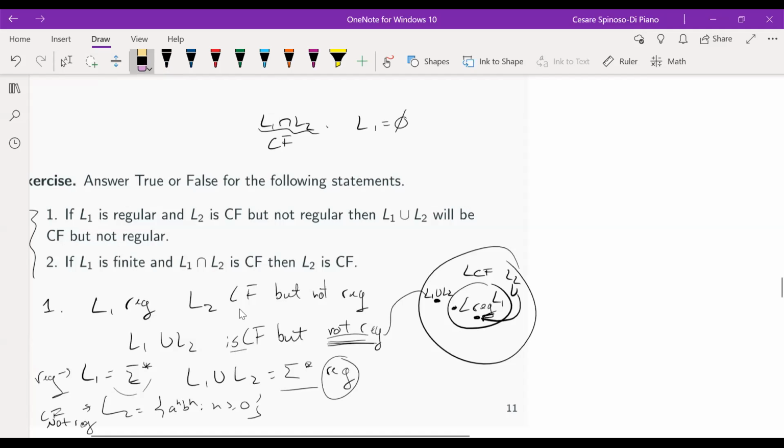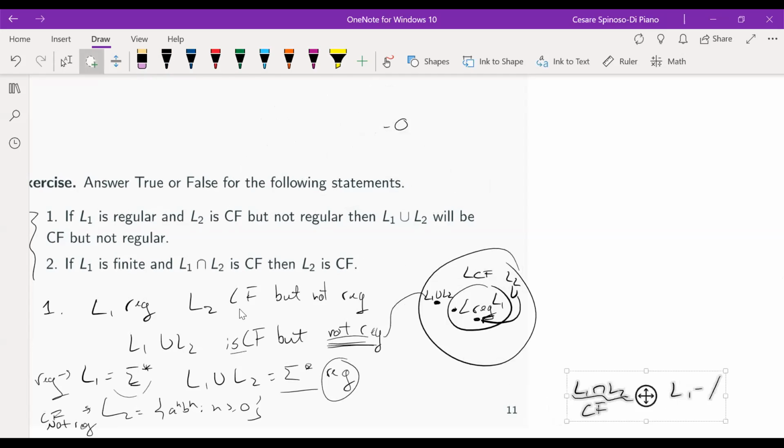I was going to say there's a different type of question where it just says context-free and it forgets about this, but that's this question here. So let's look at that. Okay, where can I write? Let me move this here. I'm going to write here. So, what does 2 say? 2 says L1 is finite and L1 intersect L2 is context-free.